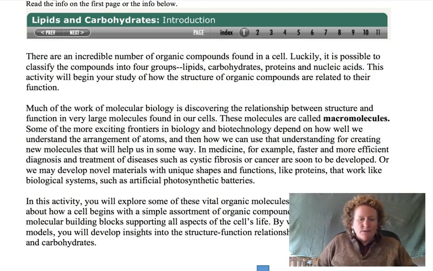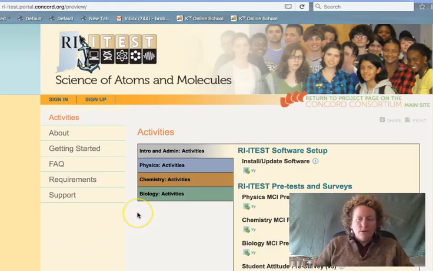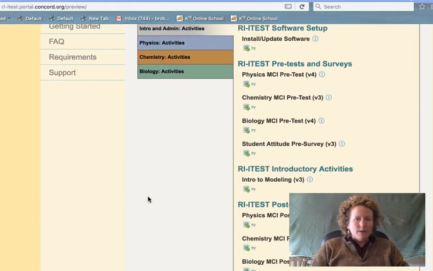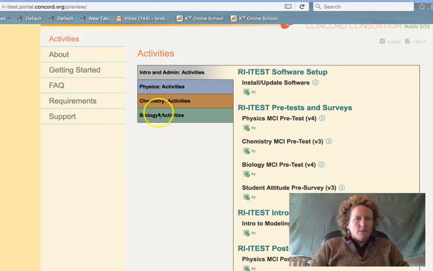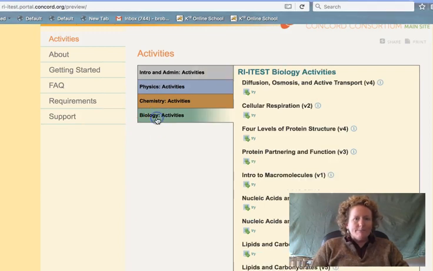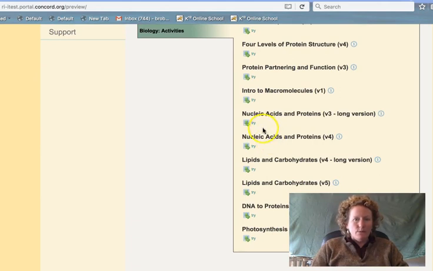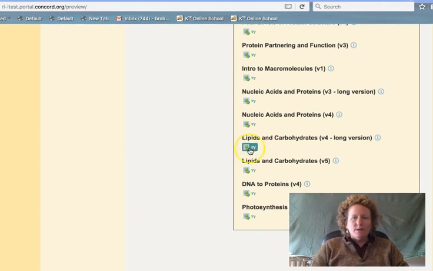All right, let's go show you what that website looks like. So if you're wanting to download the software yourself, make sure you go to this website, you click on Biology Activities, and you want to click on Biology. Then a whole bunch of different activities will appear, and you want to go to Lipids and Carbohydrates, the long version, and just click on this little try button here. And then I'll show you what will pop up.